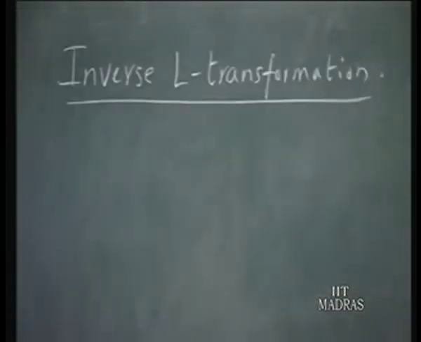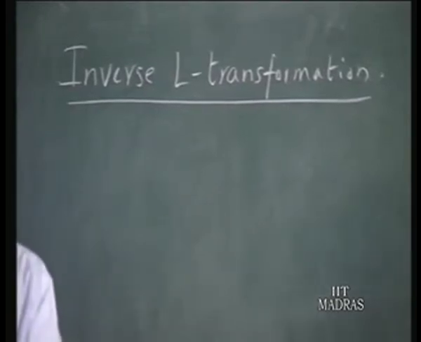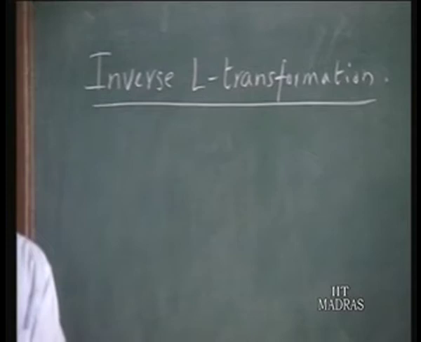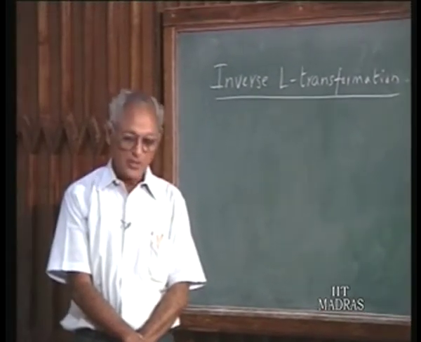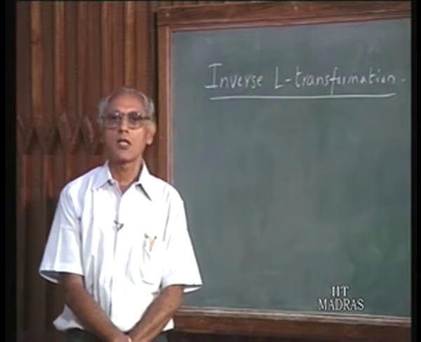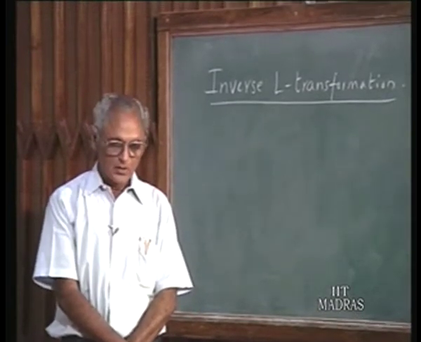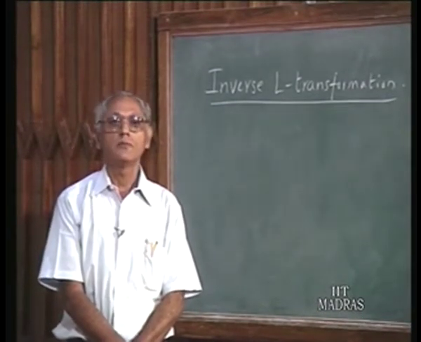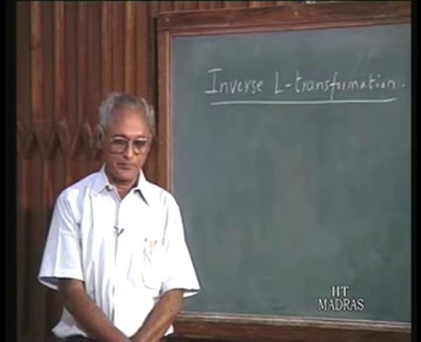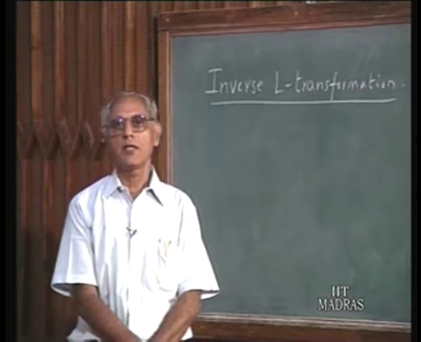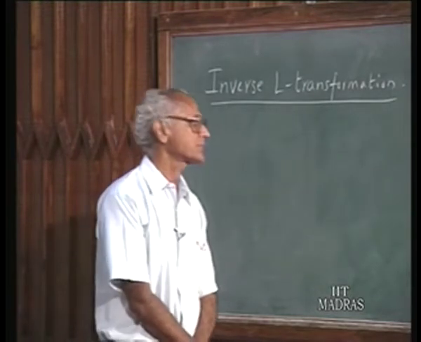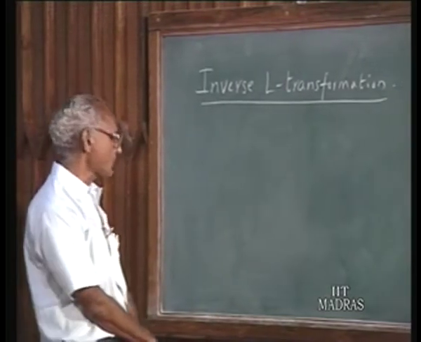We had so far talked about the transformation in the forward direction, that is, given a function of time we are trying to find the Laplace transform. But in the solution of network transients, we also have occasion to find the inverse Laplace transformation. Given F of s, we should like to find what the f of t that corresponds to it is. This is called inverse Laplace transformation.